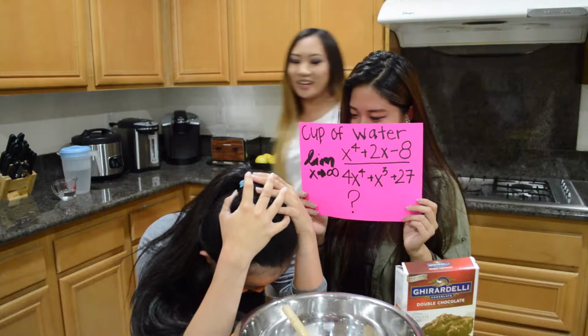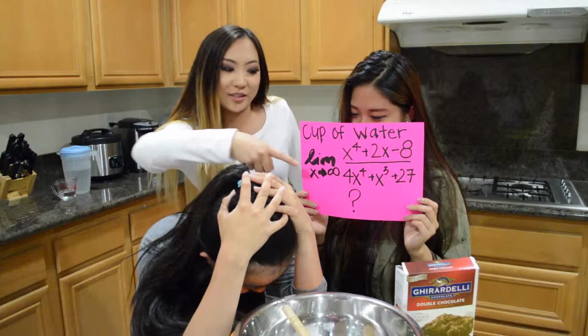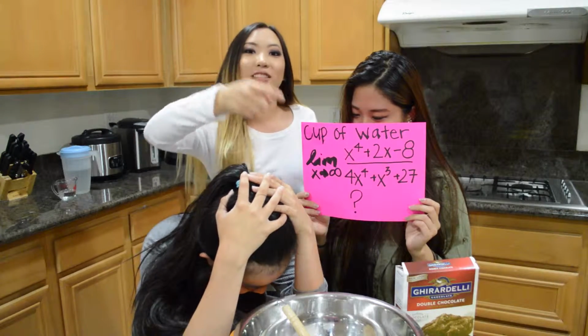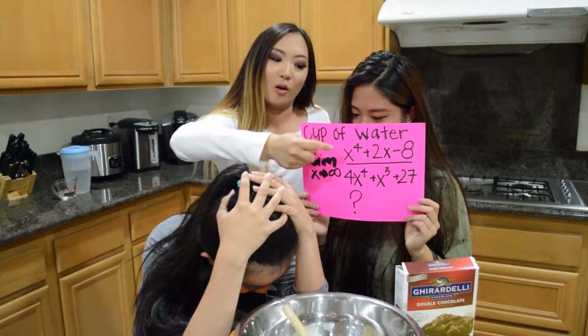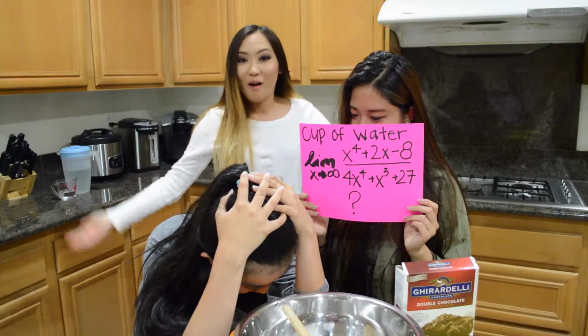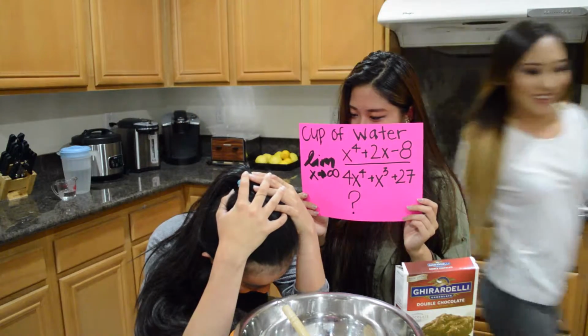Okay, so if we look at this limit, x approaches infinity, and as you can see, the largest exponents are equal, so we're going to look at the coefficients, and that'd be 1 over 4. So we need 1/4 cup of water. Okay, 1/4 of water. That's all we need. Oh, that was easy. Yeah.